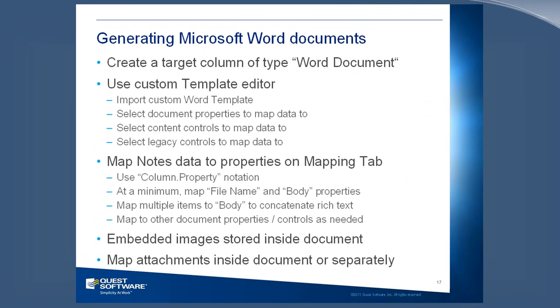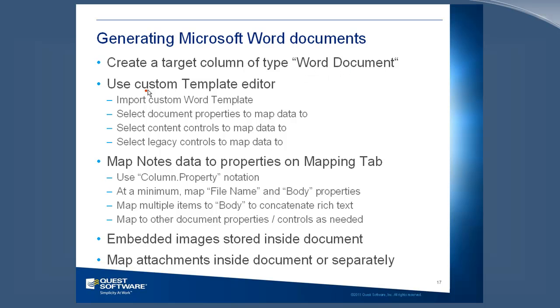Okay, so now I want to talk about generating documents. We can generate Word documents and PDF documents and InfoPath documents. Today I'm just going to focus on Word and PDF. When you want to generate a document of type Word, you simply create a target column of type Word document, and you can use it just as is. You just map things to that column and it just works.